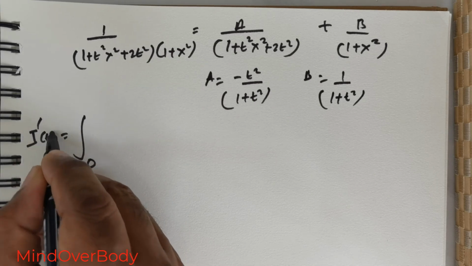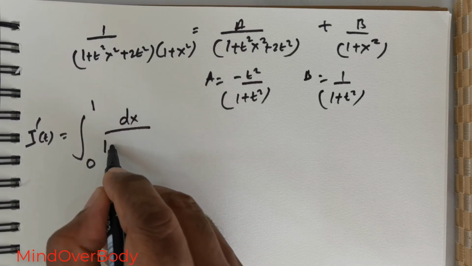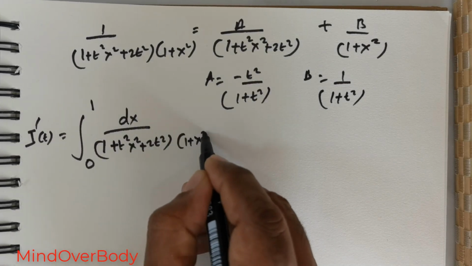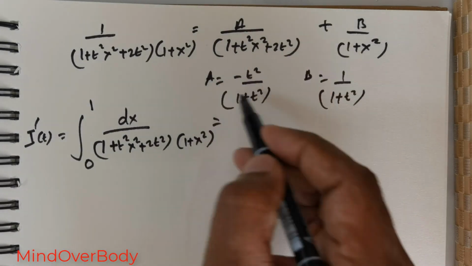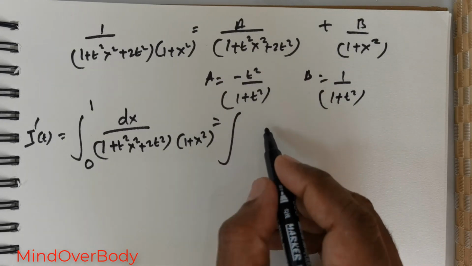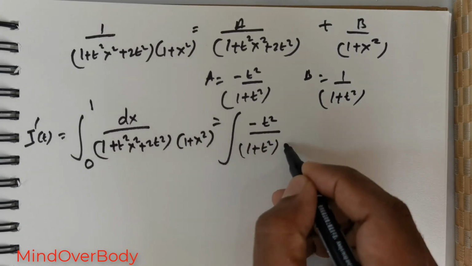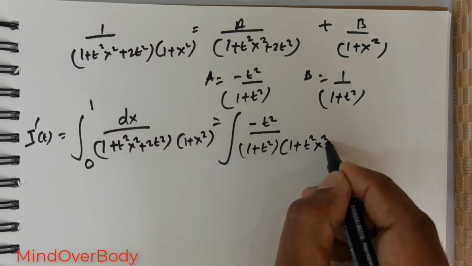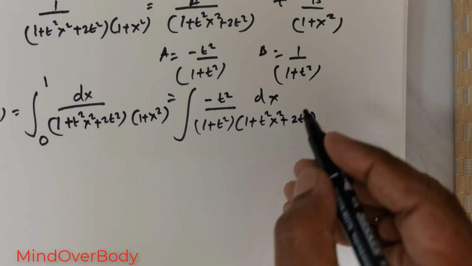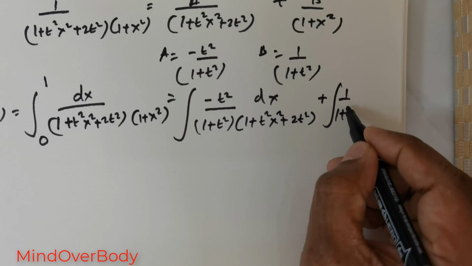So this is going to be I dash of t is equal to the integral from 0 to 1 of dx over 1 positive t squared x squared positive 2 times t squared times 1 positive x squared. This is disintegrated into the partial fraction. So integral, in place of A I will substitute negative t squared divided by 1 positive t squared times 1 positive t squared x squared positive 2 times t squared times dx, and in place of B we have already got 1 over 1 positive x squared.